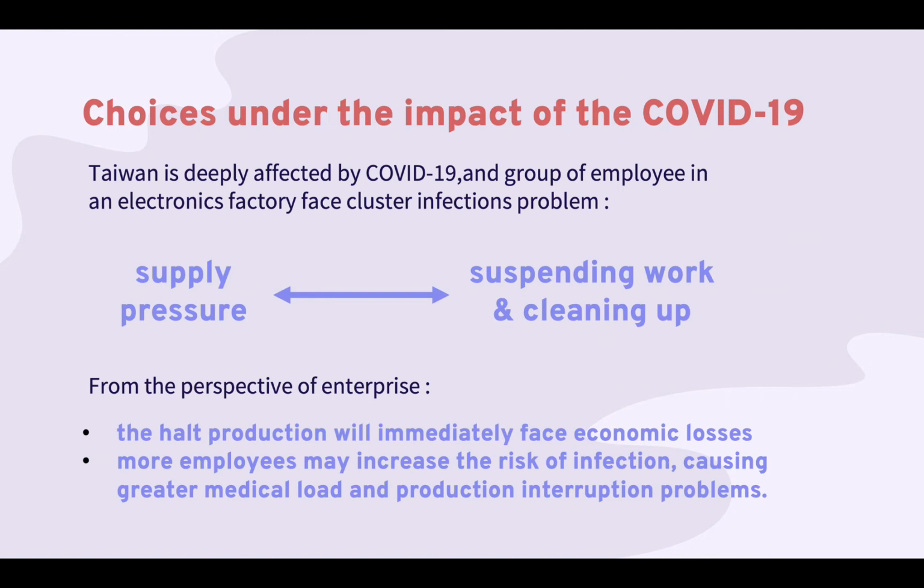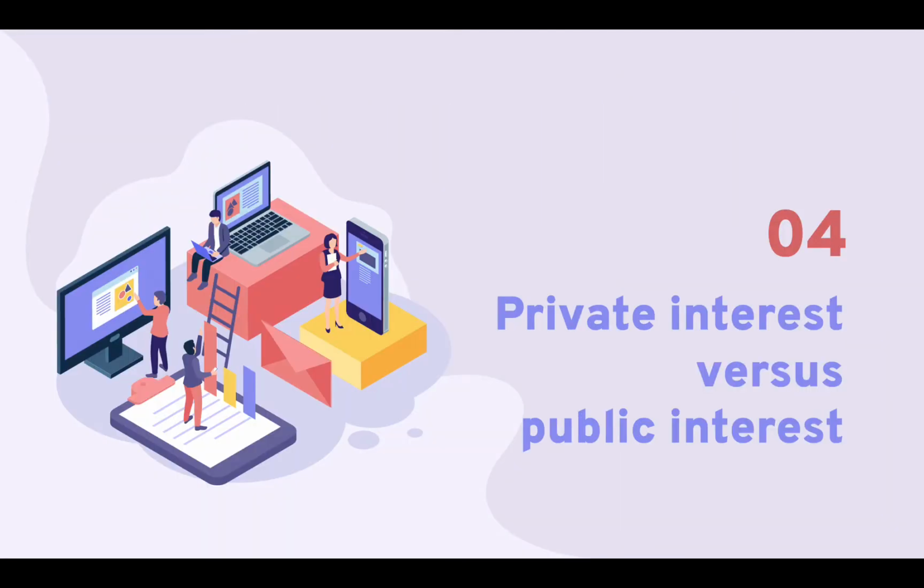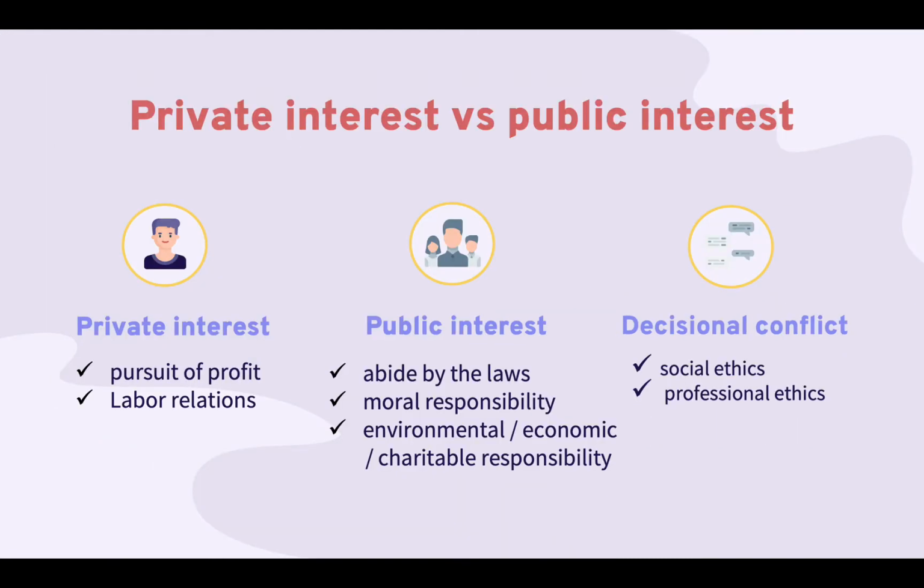Let's move on to my next point, to compare the difference between private interest and public interest. Private interest is the pursuit of individual profit or the welfare requirements regarding labor relations. Nevertheless, public interest is abiding by the laws, morals, environmental and economic responsibility, and so on. The reasons for decision-making conflicts include social ethics, professional ethics, competitive pressure, managerial attitude, and organizational structure.